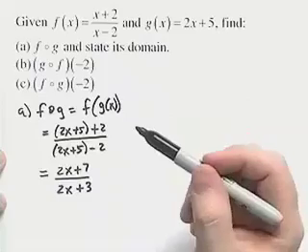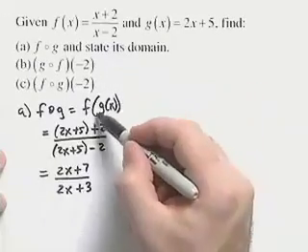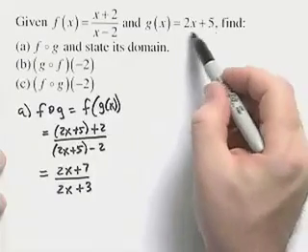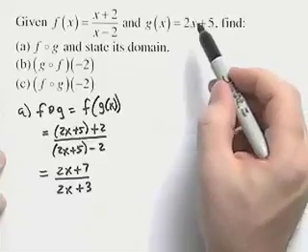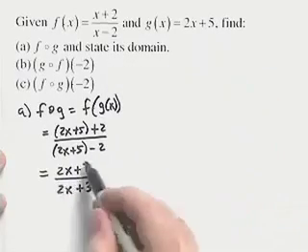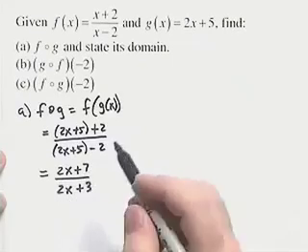We need to state the domain of this function. To find the domain of a composition, we first look at our inside function, which in this case is g of x. G of x is a linear function. It's defined for all real numbers, so we have no restricted values so far. The next thing we need to do is look at our composition itself. Look at any values which we need to exclude from this composition.